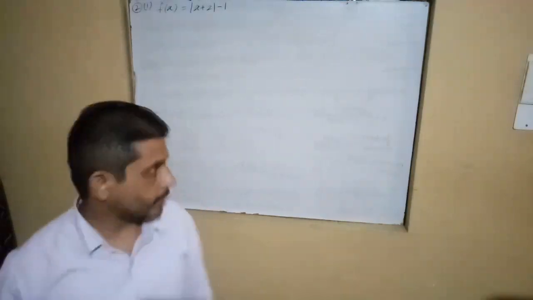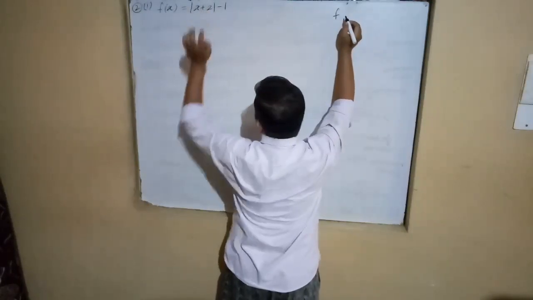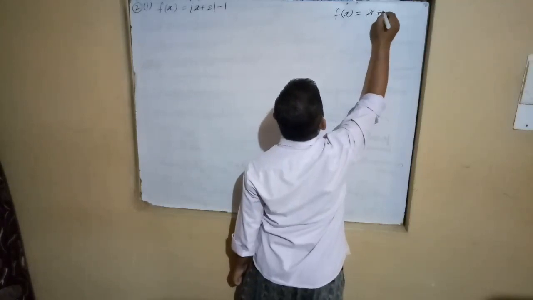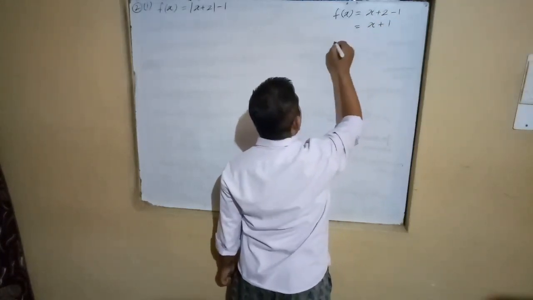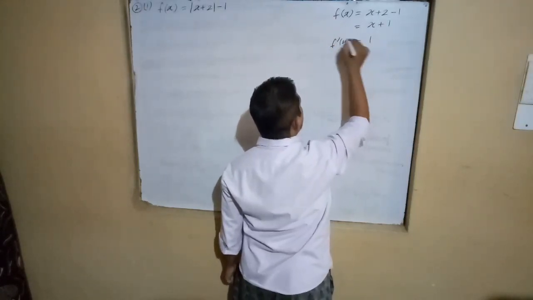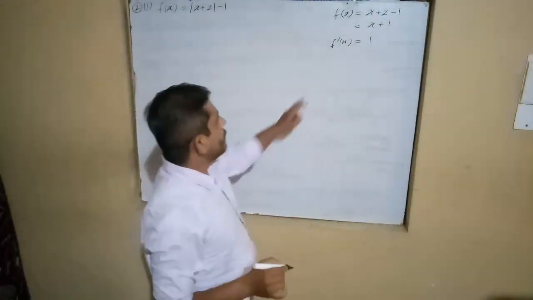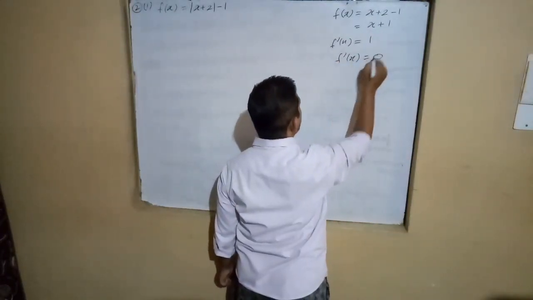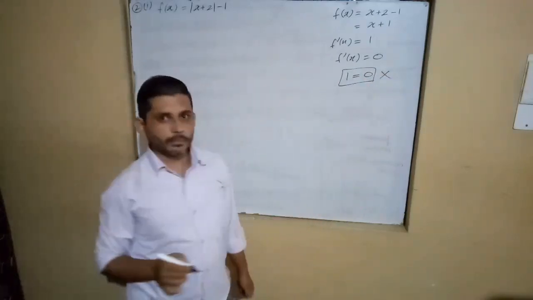Look here in the rough, if we remove this mod sign first, what is left here? x + 2 - 1, meaning x + 1, and after differentiating with respect to x, what will come here? 1 only, and f'(x) = 1. So from f'(x) = 1, when we put it equal to 0, 1 is equal to 0. That is not possible. Clear?